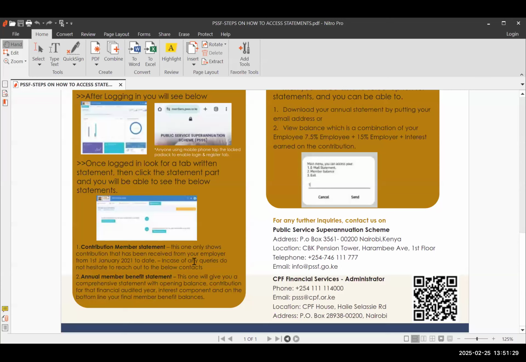We have this flyer. I think Gumbo can also share this as he's sharing the presentation later. But again, in case of any challenges, you can always visit the website for PSSF to get this particular information. I hope, Gumbo, I have been able to simplify and address this particular area of the portal. Yes, you have. Thank you.